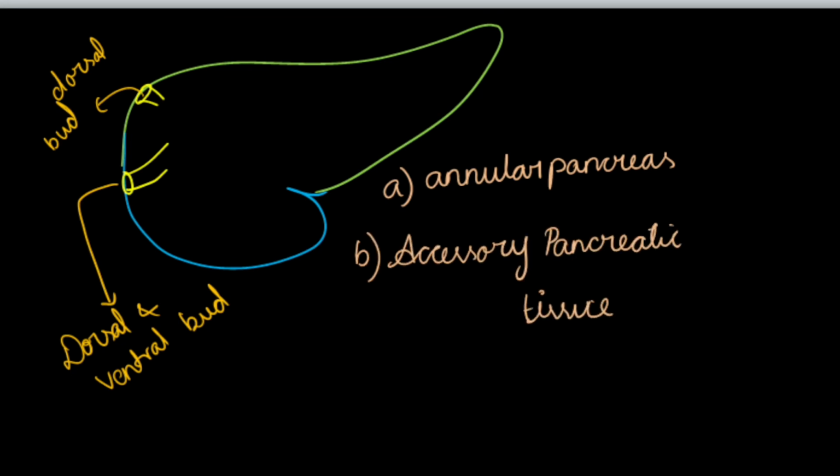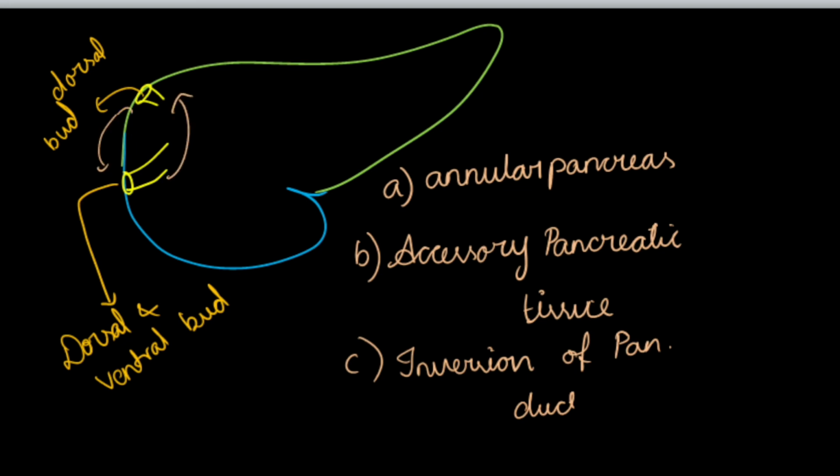And this accessory pancreatic tissue may be present at various sites like the walls of the duodenum, jejunum, ileum and Meckel's diverticulum. And at last we can see the inversion of the pancreatic duct. Whenever there is any problem in the fusion, this opening may get altered or inverted. So this is all regarding the anatomy of the pancreas.